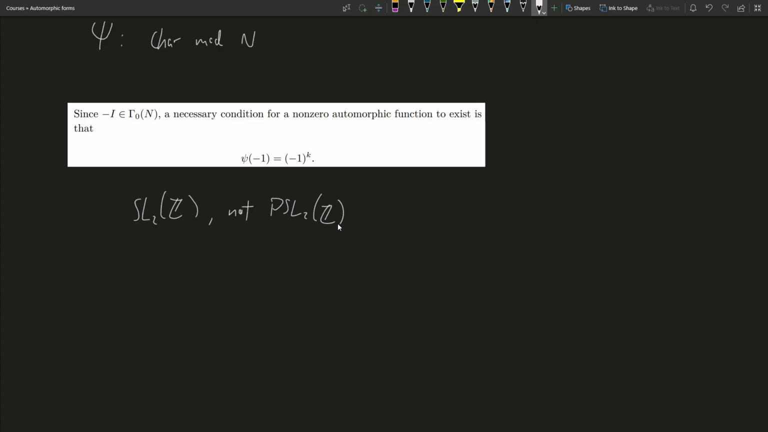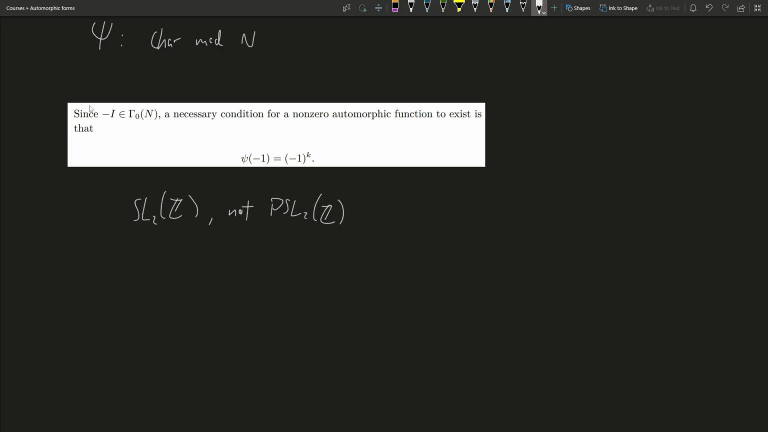And it can be dangerous because maybe you're getting some of your formulas from one reference and some of your formulas from another reference, and then one is secretly working in PSL2Z and the other one's working in SL2Z, and then you've got a factor of 2 mismatch and you don't end up getting what you should be getting. So you should always check if the author is working with SL2Z or PSL2Z.